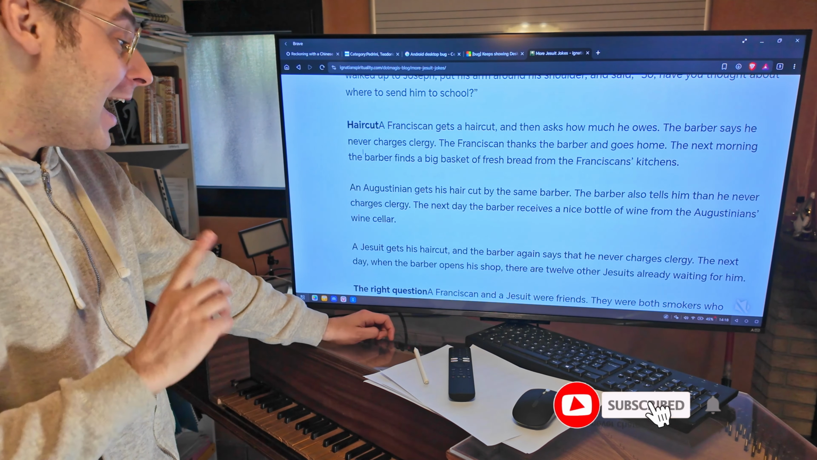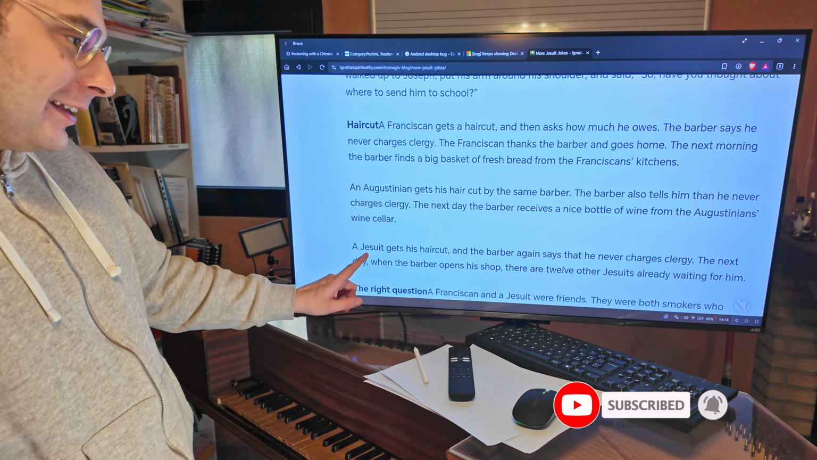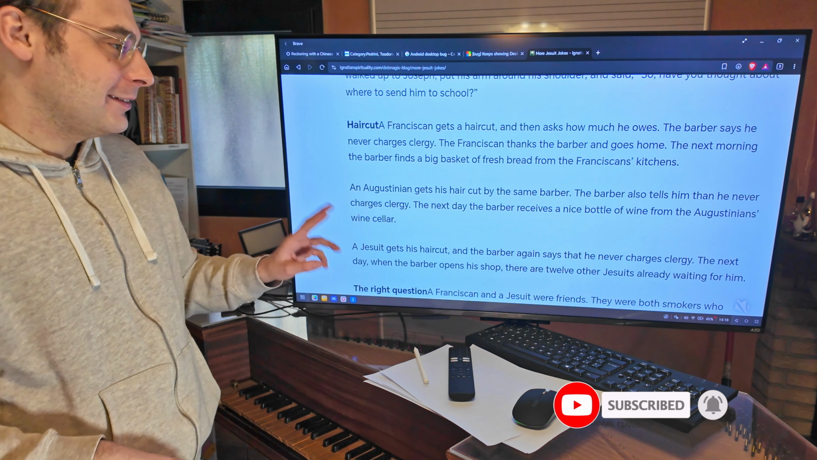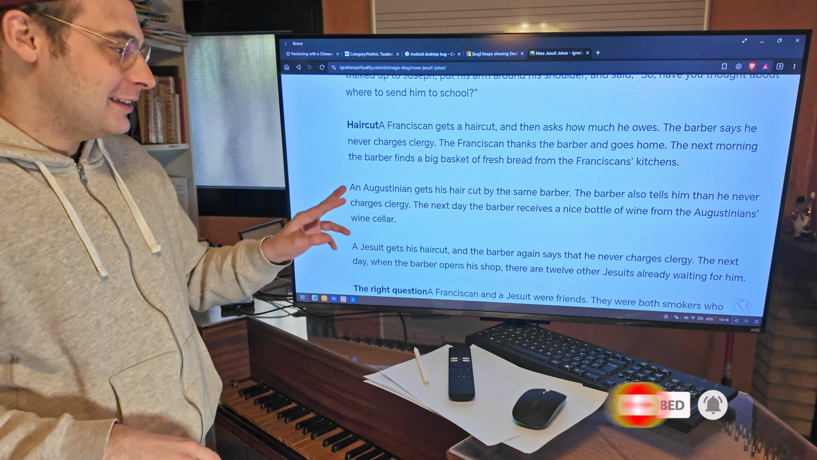Haircut. Yeah, I think that I know this one. Yes, there is even an Italian translation of this one. A Franciscan. I don't know how to say it in English.